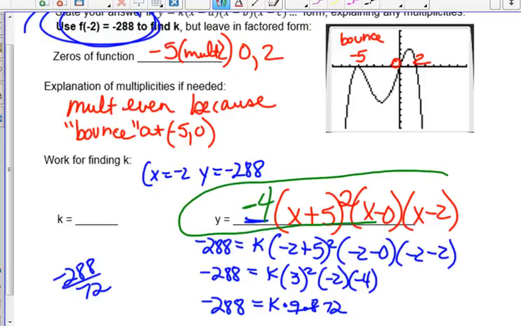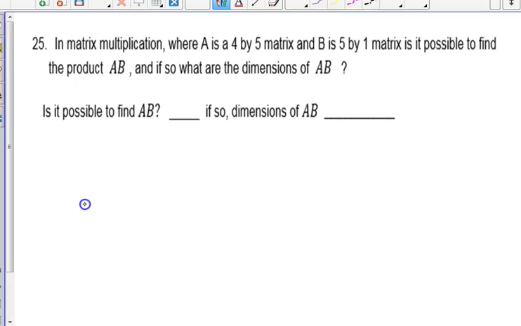Now if I graph this equation, okay, it should have zeros at those 3 places, and when I put in a -2, I should get out a -288. All right, as long as these 2 numbers are the same, this is yes, and the other 2 numbers tell you the size.